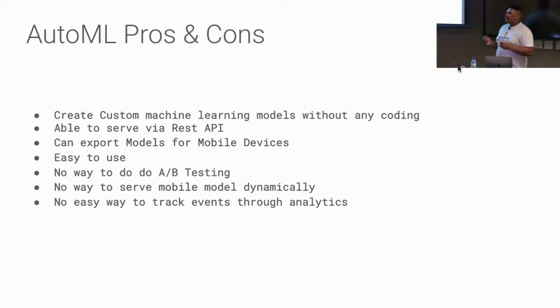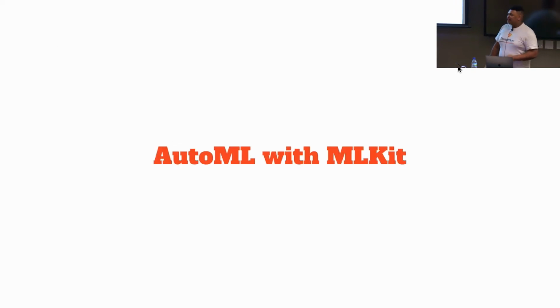And then there's no way to easily track this thing with analytics, like auto analytics. You actually have to go and write your own analytics within Firebase, within your application to do this. So that's kind of where, and this was all focused for mobile apps, this is kind of where AutoML comes in with MLKit.